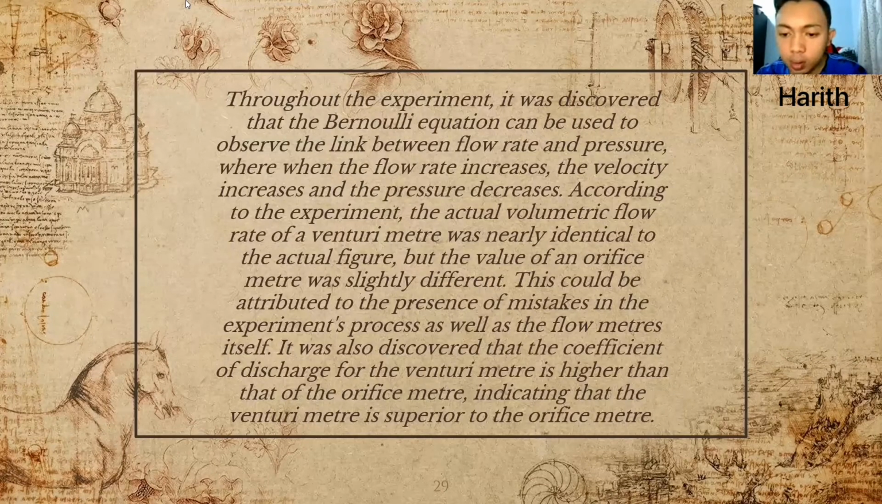Throughout the experiment, it was discovered that the Bernoulli equation can be used to observe the link between flow rate and pressure, where when the flow rate increased, the velocity increased and the pressure decreased. According to the experiment, the actual volumetric flow rate of a venturi meter was nearly identical to the theoretical figure, but the value of an orifice meter was slightly different. This could be attributed to mistakes in the experiment process as well as the flow meter itself. It was also discovered that the coefficient of discharge of the venturi meter is higher than that of the orifice meter, indicating that the venturi meter is superior to the orifice meter.